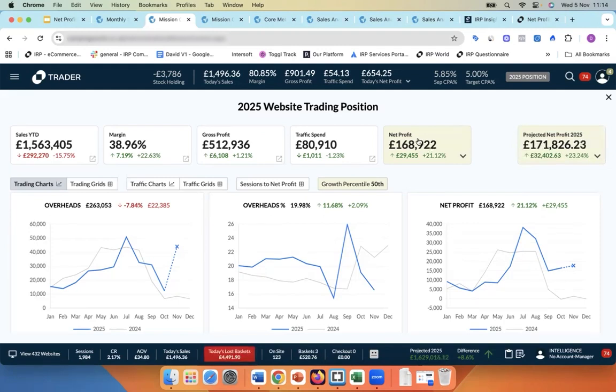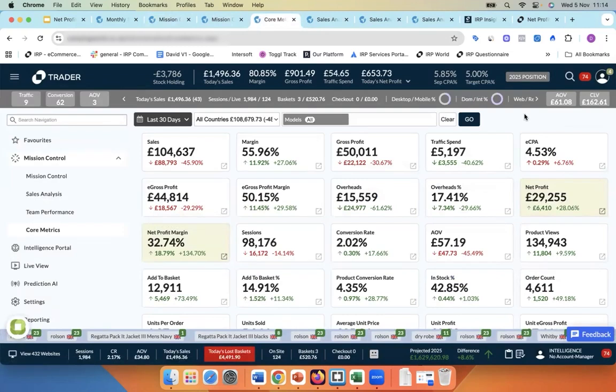Just by clicking on the net profit tab, you'll see your gross profit, your overheads, and your net profit margin there. Next, we'll have a look at the core metrics. Now, this is seriously powerful in terms of delving into the different countries, looking at your brands, your categories, your models, even looking at your traffic channels and how things are going there.